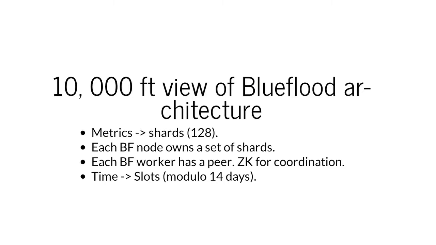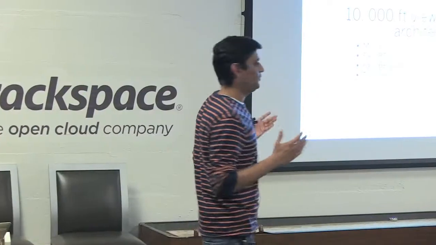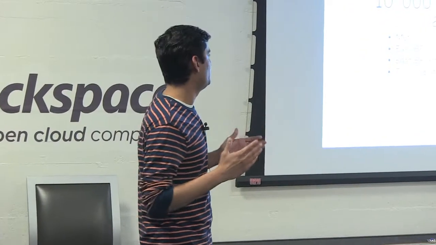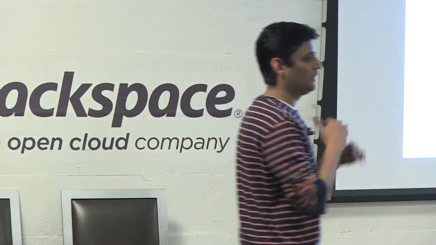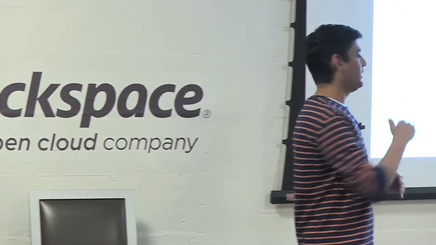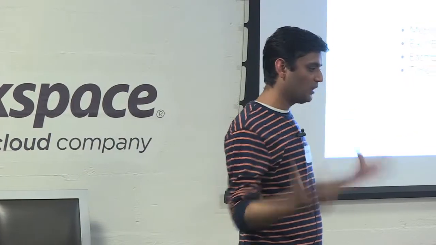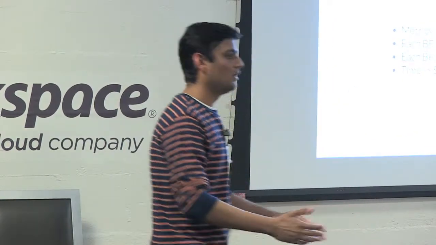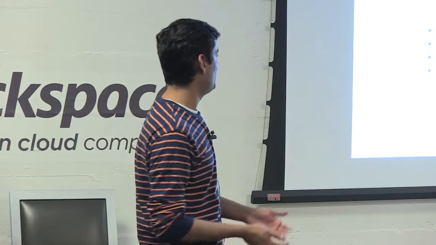So I'm going to just give you a 10,000 feet overview of Blueflood architecture. It's a very, very simple model. So you basically have metrics. Metrics are partitioned into shards. We use 128 shards. And each node is responsible for a set of shards. So once a node is assigned a set of shards, it fetches all the metrics that belong in the shard, computes the rollups, and writes to the time series data store.